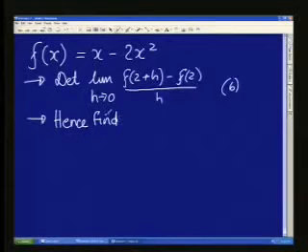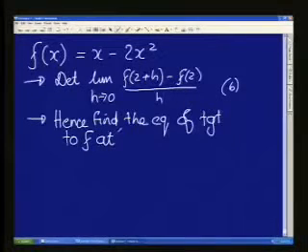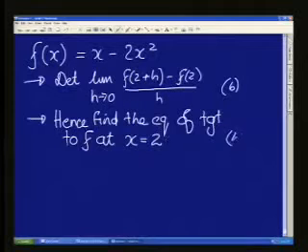hence find the equation of the tangent (TGT stands for tangent) to f at the point where x is equal to 2, and that's for a further 4 marks.